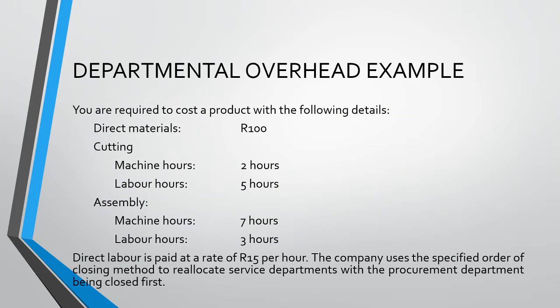Now we move on to the assembly department. Remember, we determined that this department was capital intensive and the overhead allocation rate was per machine hour. Therefore, in the assembly department, we ignore our labor hours and we are only concerned with our 7 machine hours.